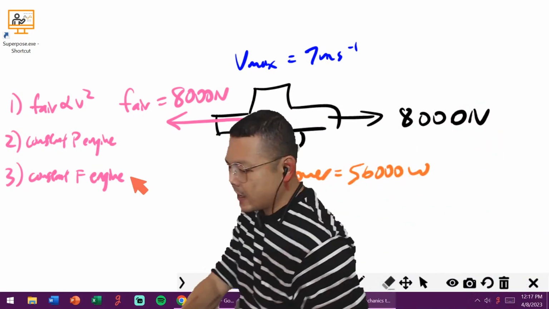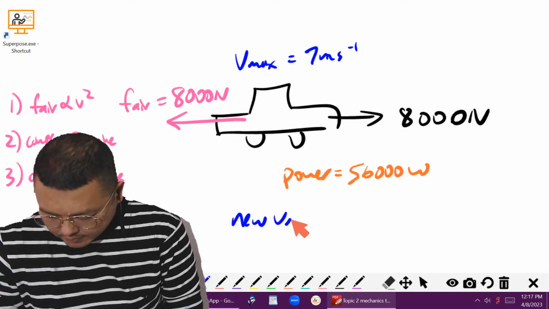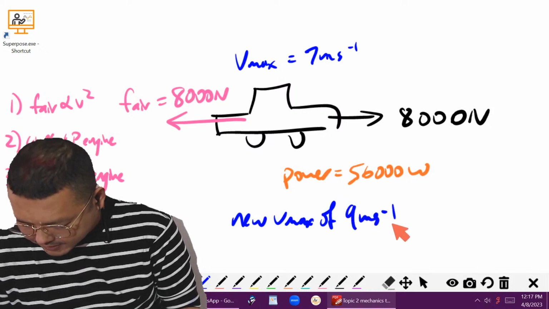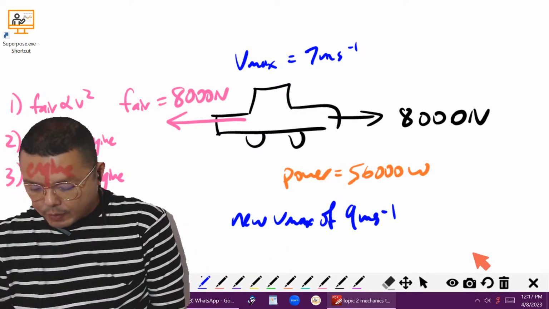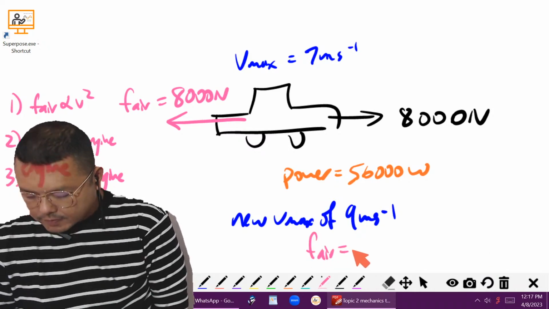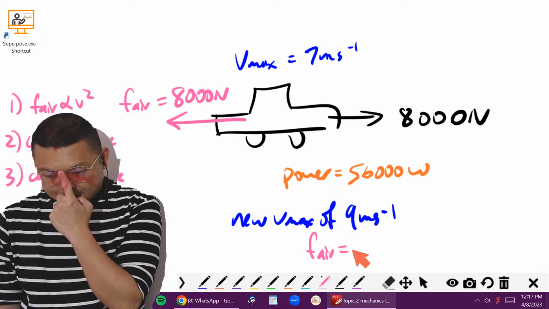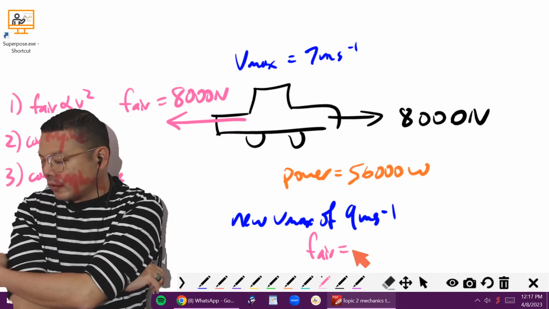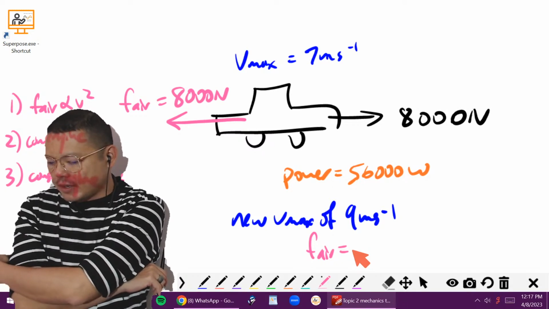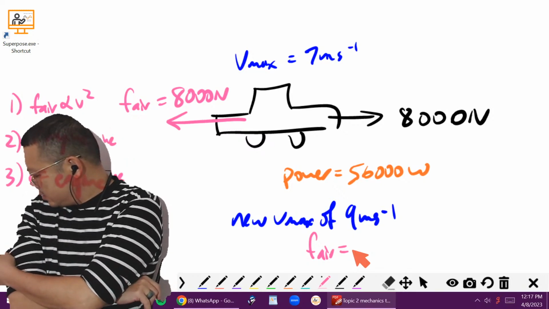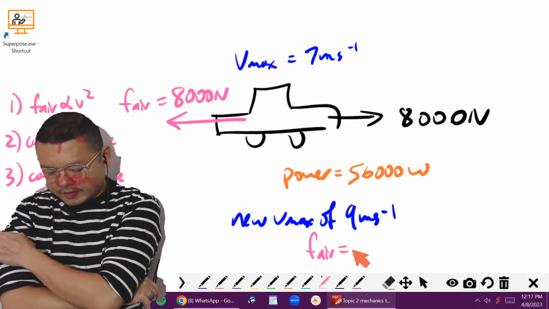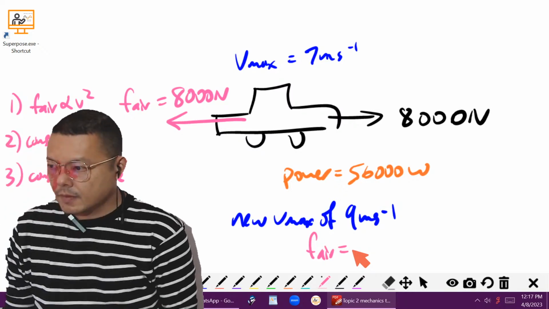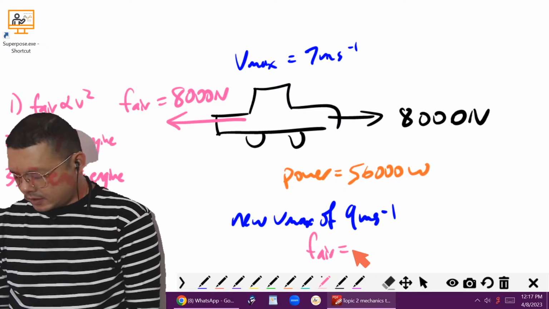How about this then? Okay, tell you what. I want a new Vmax of 9 meters per second. Can you tell me what's the new air resistance? Don't forget, air resistance is proportional to V squared. What's going on here? Air resistance is proportional to V squared. What's the new air resistance?